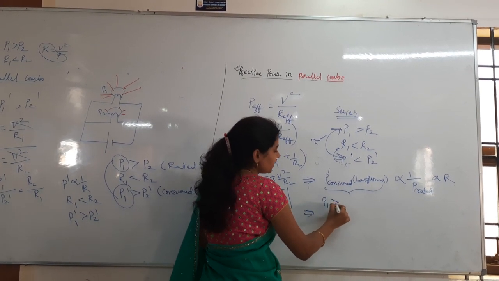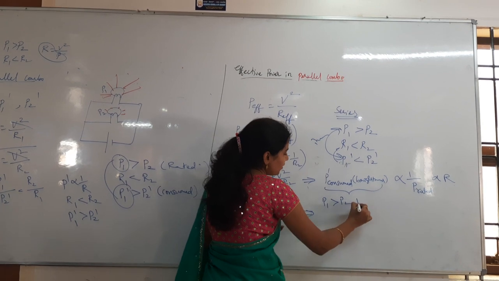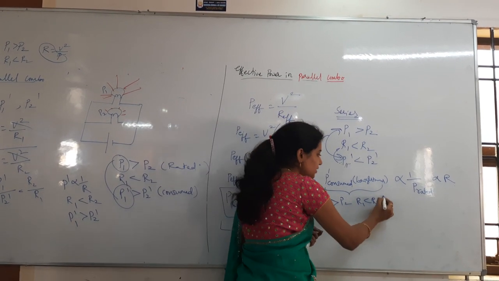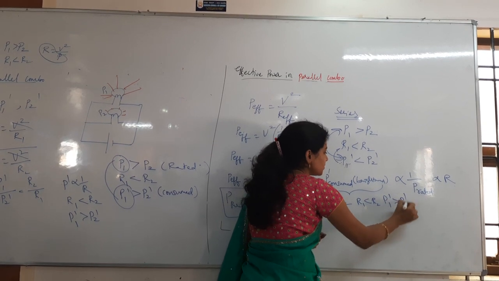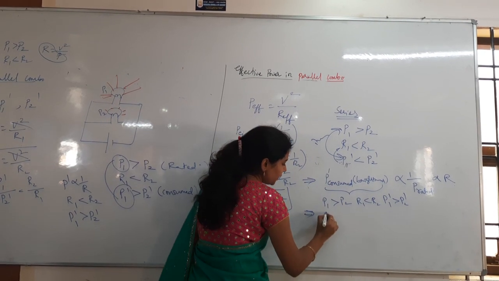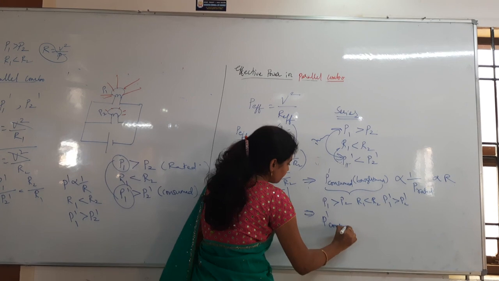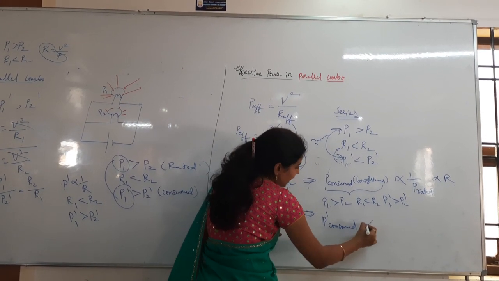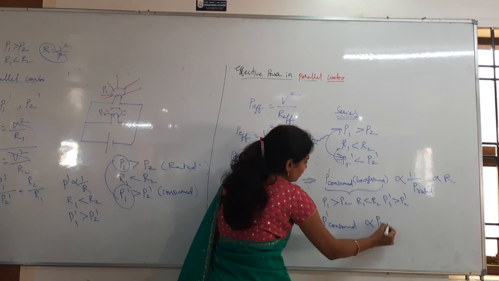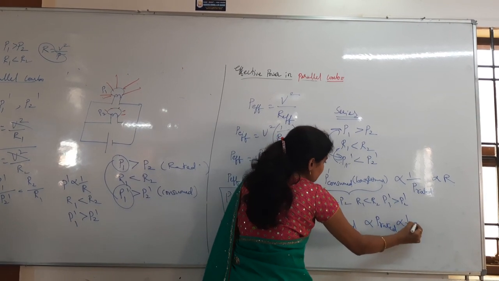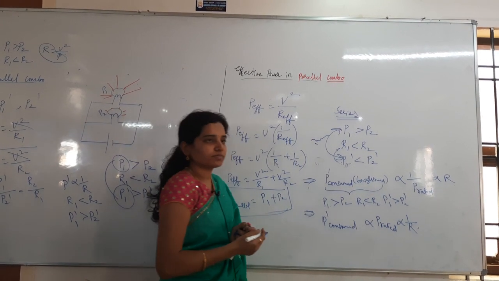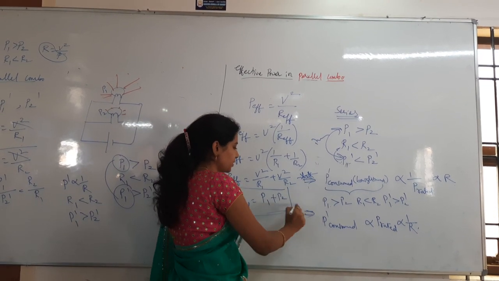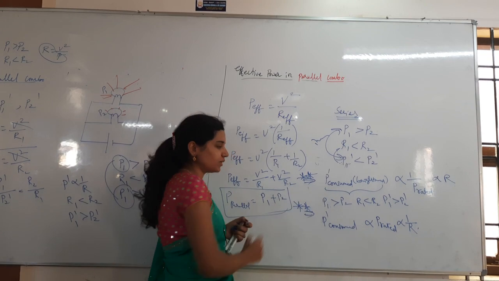In parallel combination, we already know the relations: P1 greater than P2, R1 less than R2, so P1 dash is greater than P2 dash. The consumed power is directly proportional to the rated power and inversely proportional to the resistance. Write these two points, very very important. Problems will come directly based on this.